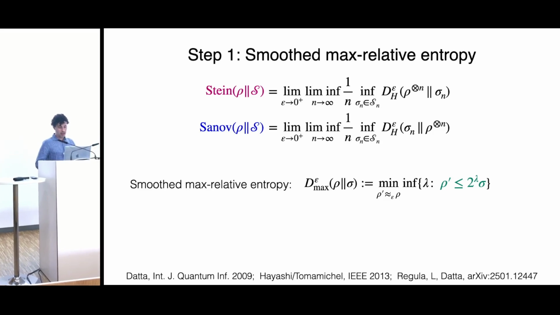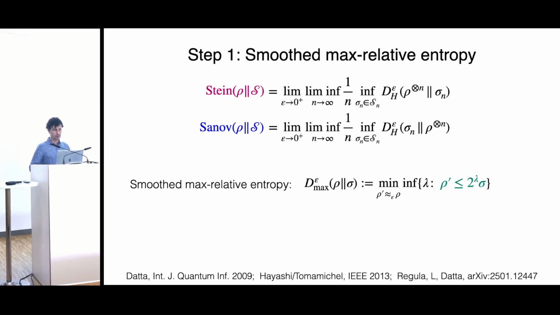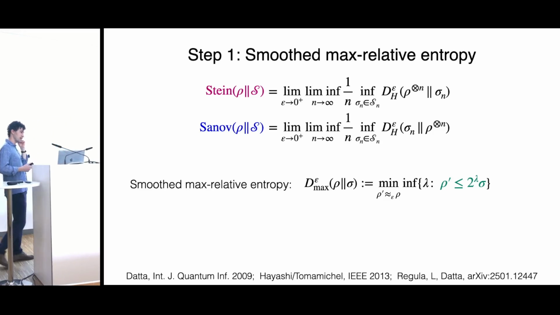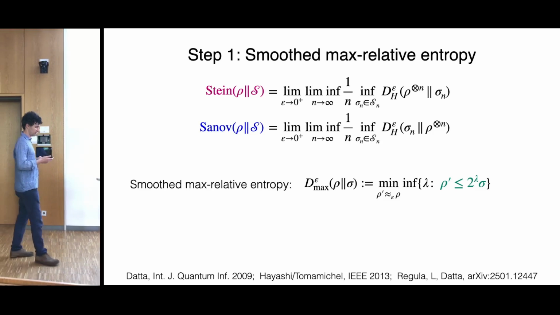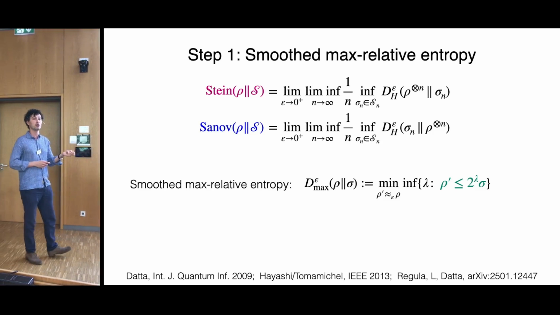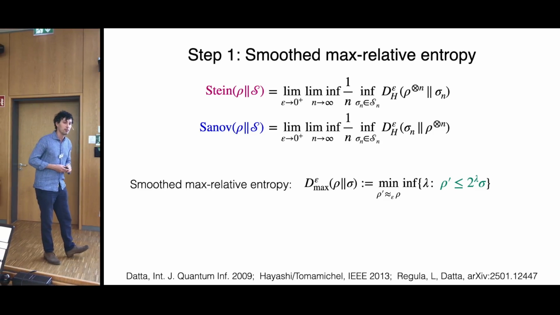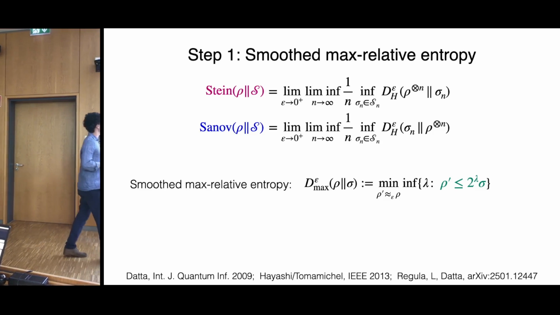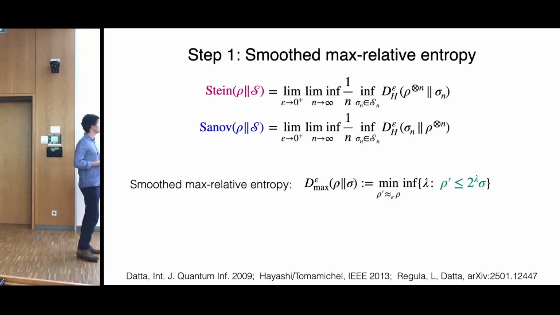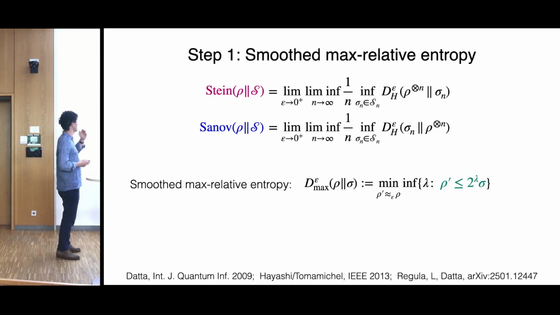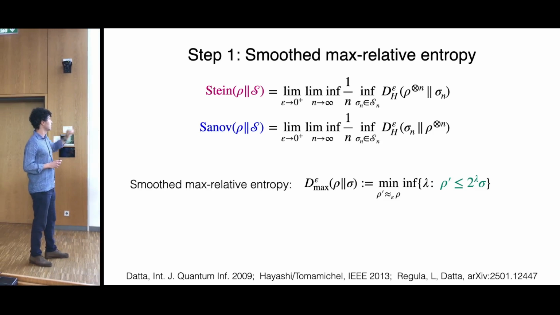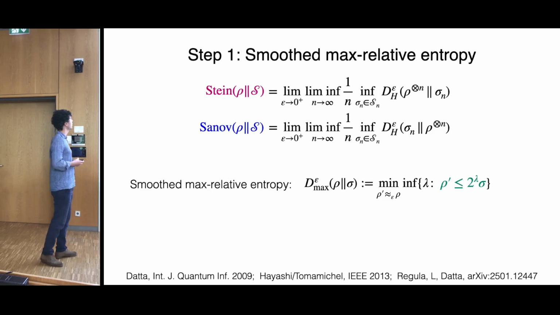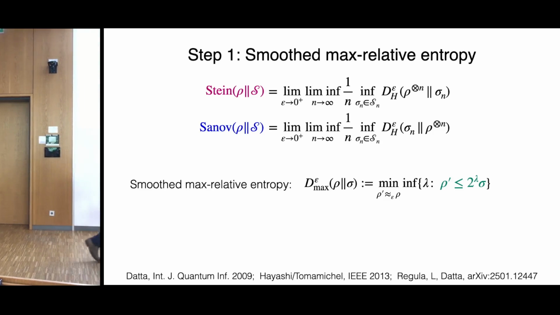Okay, so the first main insight is that like this, the problem is a bit too difficult. So now, instead of the hypothesis testing relative entropy, we go to another one-shot relative entropy called the smoothed max relative entropy, which has just been introduced by, well, for example, Nilanjana, and then many people have worked on that, including Masahito Hayashi and Marco Tomamichel. So it's given by this expression.